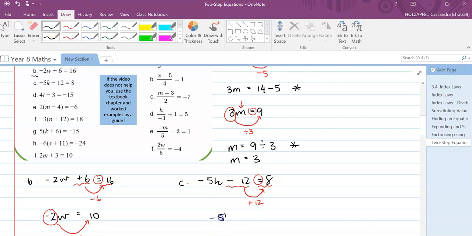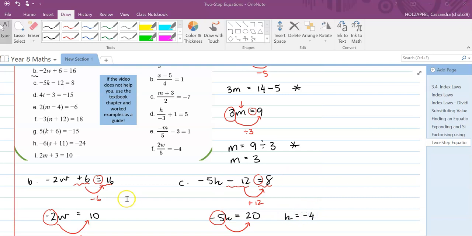So negative 5k is equal to 8 plus 12. All right, the last thing we're going to do is isolate our variable. So that means moving this number over to the other side. So this is going to become 20 divided by negative 5. So k is equal to negative 4.